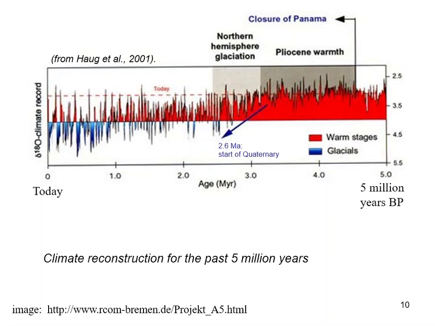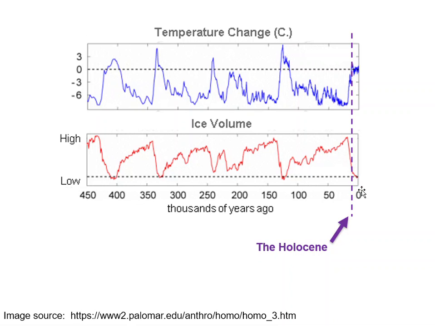So just to give you some context on timescale, just to remind you before we move on to the next slide, here's today and here's 1 million years ago. So this period where there's been extreme fluctuation, lots of ice ages and interglacials, that's the last 1 million years. Let's move on to the next slide.